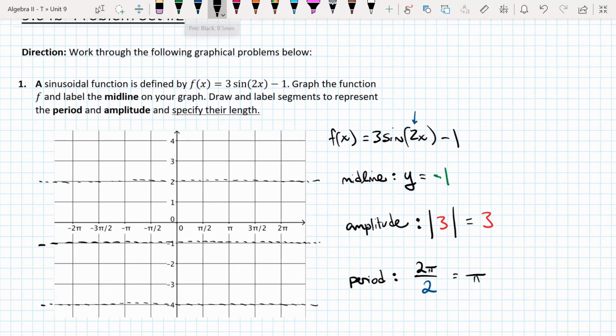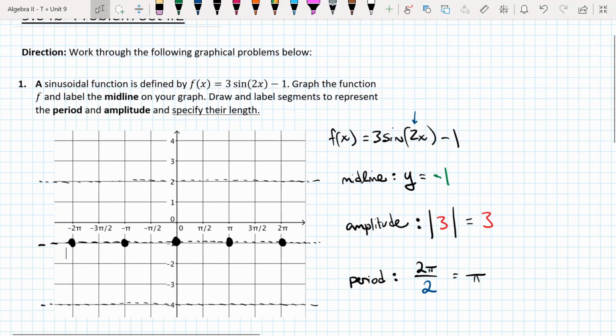And then lastly, what we want to do is recognize that we're dealing with a sine function. And so the sine function is going to start at the intersection of the y-axis and the midline, given that there's no horizontal shift. And what that means is it's going to start here. And then it will return back to the same position after pi units to the right or the left.